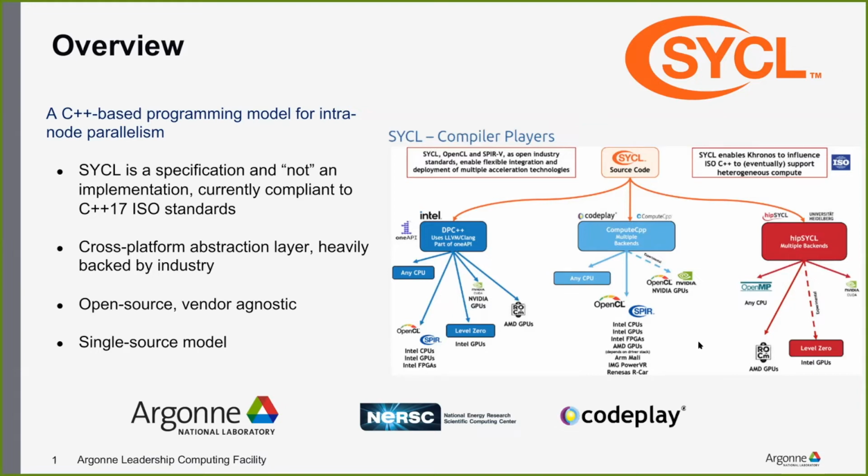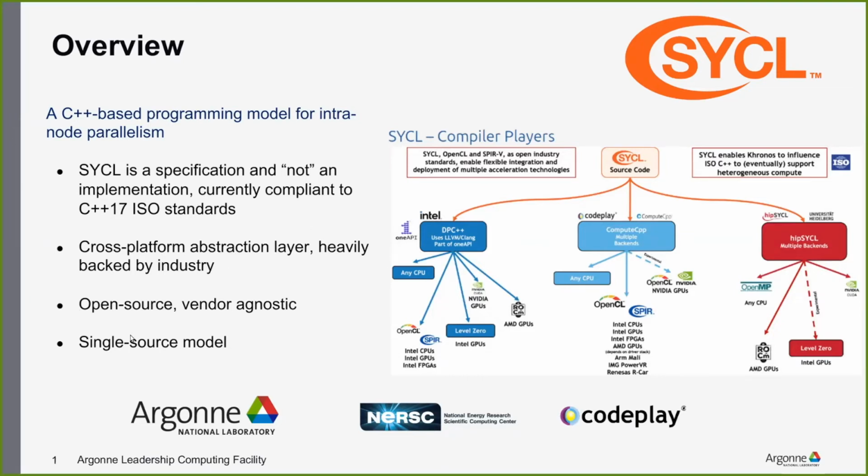For the context of Polaris, we have compilers coming out of DPC++, driven by Intel. This is an open source implementation of the SYCL specification. As you can see, DPC++ is the compiler which can target CPUs, Intel GPUs, Nvidia GPUs, and AMD GPUs. So it covers a pretty wide range of hardware platforms, and you can see other vendors targeting other accelerators as well. The DPC++ implementation of SYCL is available on Polaris.